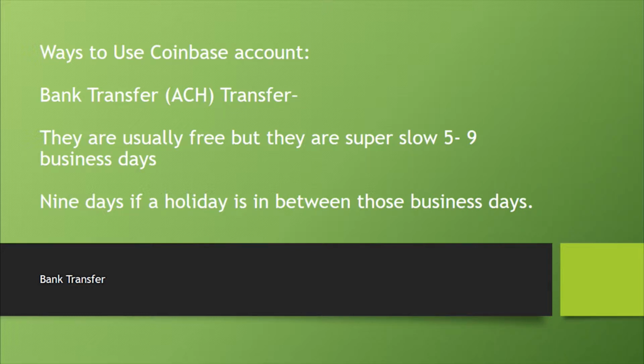That's pretty simple. The upside is it's usually free. Most banks don't charge for that, and not even Coinbase charges for it once you get the money into their account. But it's super slow. Expect 5 business days, up to 9 business days if there's a holiday. Nine is the most I've ever gotten, because a holiday fell on a Thursday and I put it in on a Monday, so 9 days. Weekends are not included. Business days are Monday through Friday.